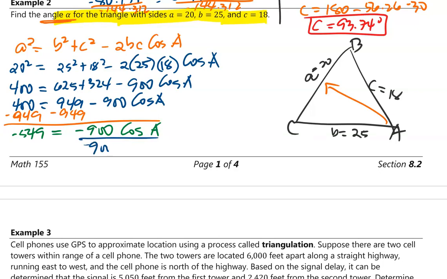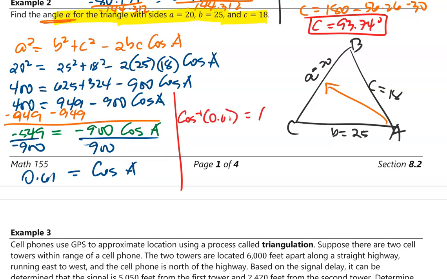Divide both sides by negative 900. So 549 over 900 is 0.61. And then next is the inverse cosine, not sine, sorry, of 0.61, which is equal to angle A. So A is equal to 52.41 degrees.